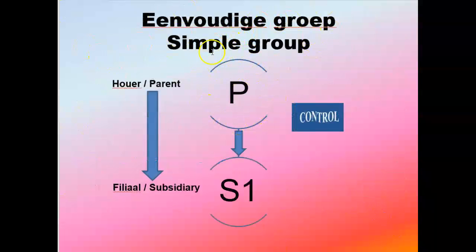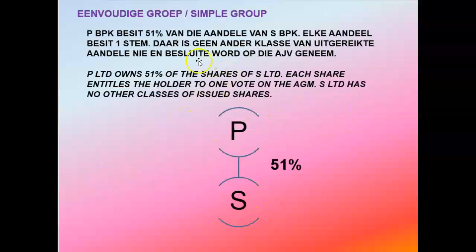We said there's a parent company and there's a subsidiary company. And the parent company controls the subsidiary company. We have also established that control doesn't necessarily mean that it has the majority shareholding in S1, but it can control S1's decision making in various ways, and therefore S1 is going to be a subsidiary. Let's say P Limited owns 51% of S Limited's shares. Each share has one vote at the AGM.